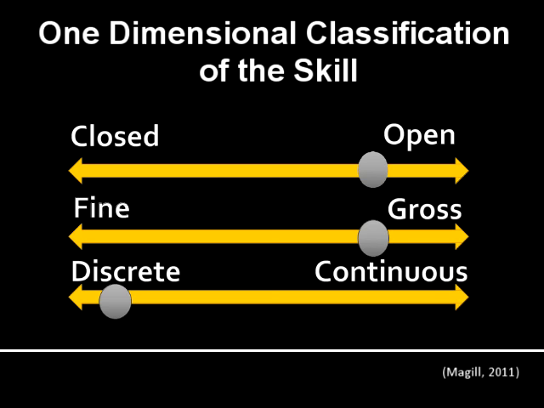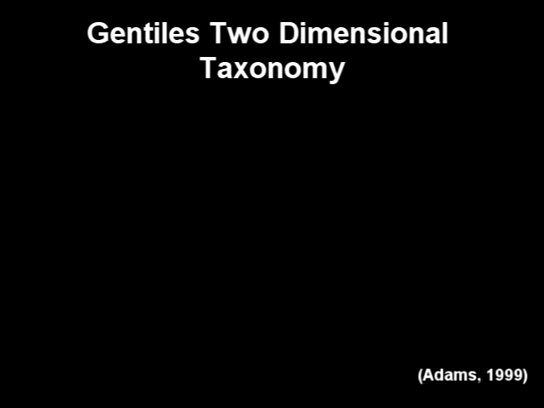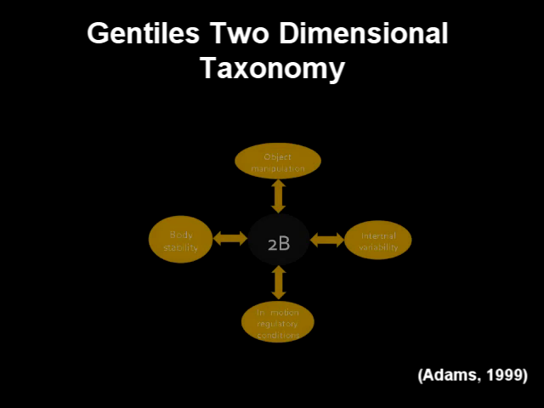To further add, the movement sequence has a clear beginning and end point in the form of ball contact and release, and therefore is seen as a discrete movement. When it comes to Gentile's two-dimensional taxonomy classification, the skill was regarded as being 2B.